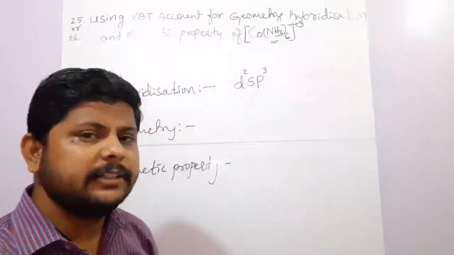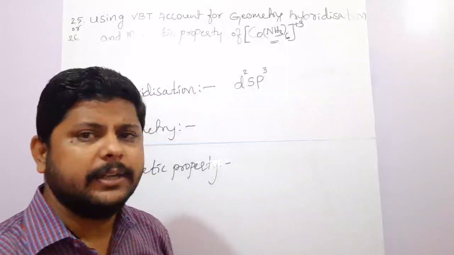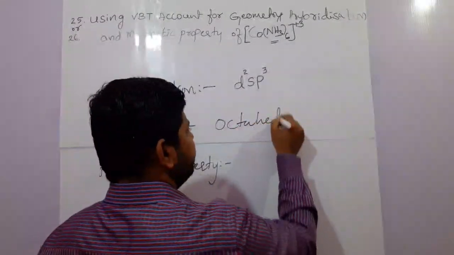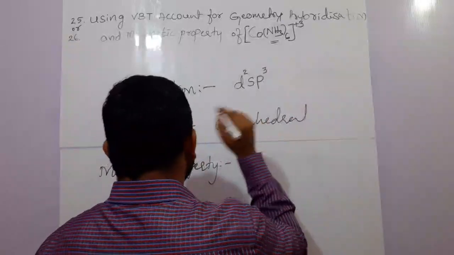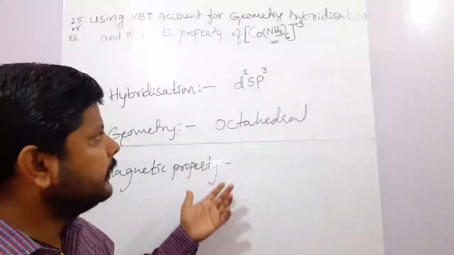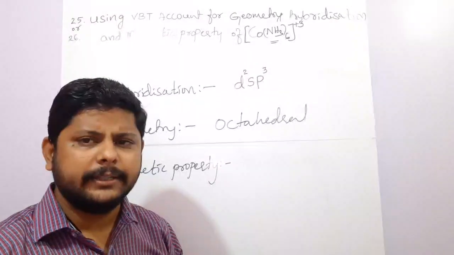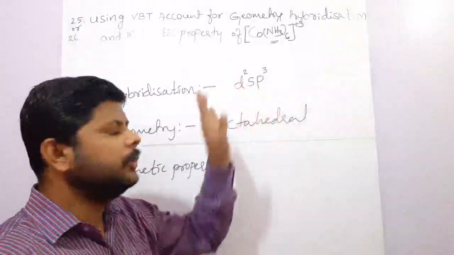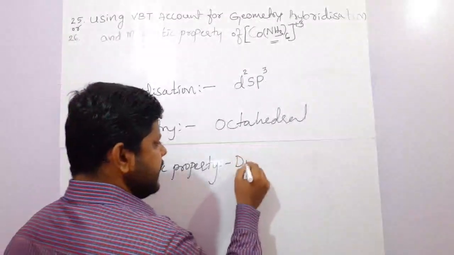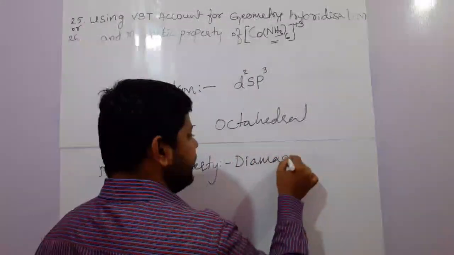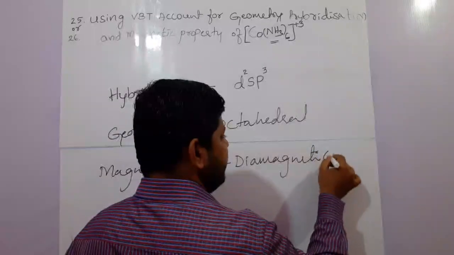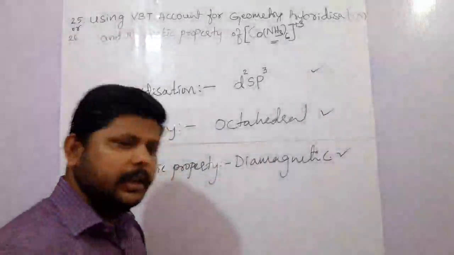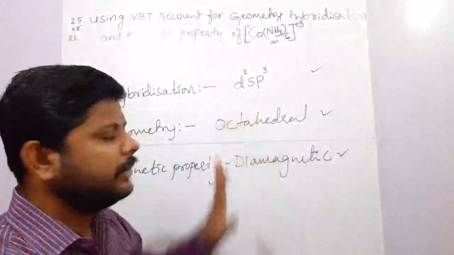Whenever 6 ligands come, you can directly write the geometry: octahedral, the same octahedral geometry. Now for the magnetic property, there will definitely be para or diamagnetic. For a strong ligand, pairing takes place against Hund's rule. There will be no unpaired electrons, so the magnetic property is diamagnetic. For each of these you will get one mark in the examination if you write these 3 points.